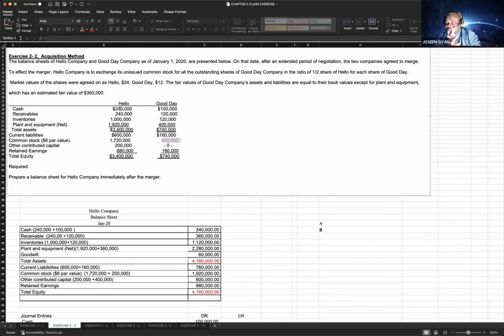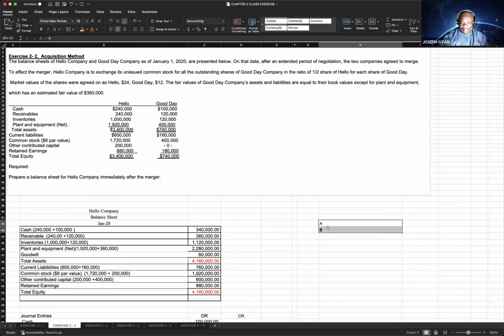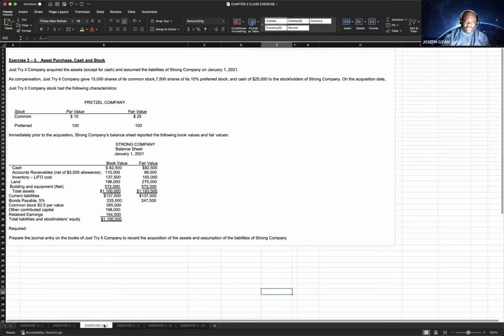Any other questions, please? Okay, we have more here too. We are going to see this example where they are giving them the stocks as well as the cash. So we are going to do this one on Wednesday.